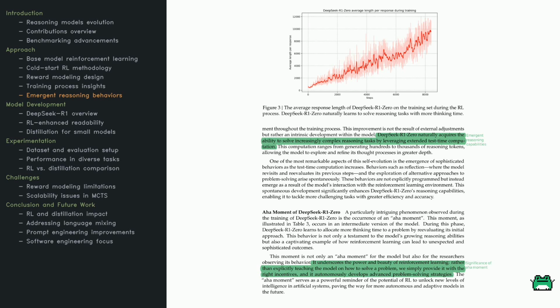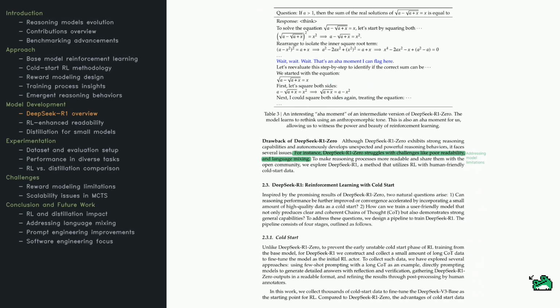or correct itself. It's an example of how the right incentives can push a system to develop complex problem-solving strategies on its own. If you look at Table 3 here, you'll see a neat example of one of those aha moments. The model changes its course mid-solution, showing how it rethinks and refines its answer. It's reminiscent of a human catching a mistake and backtracking to correct it. This is a direct result of reinforcement learning, where the model is trained to keep improving without explicit step-by-step instructions.